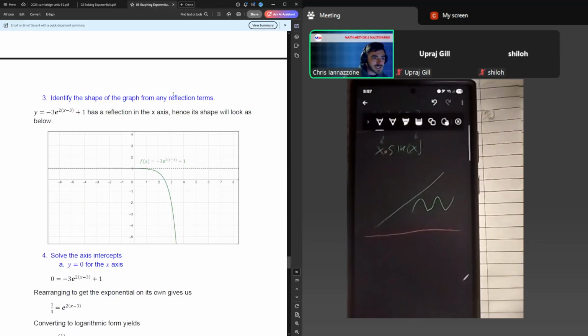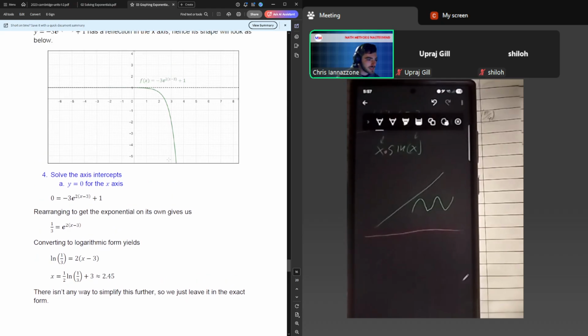Make sure you identify any reflection terms that come up. The only one that comes up here is this negative, which means it's now going to point down rather than up. Our base is e, which is roughly 2.7, which is why you've got normally up and right, now it's down and right.